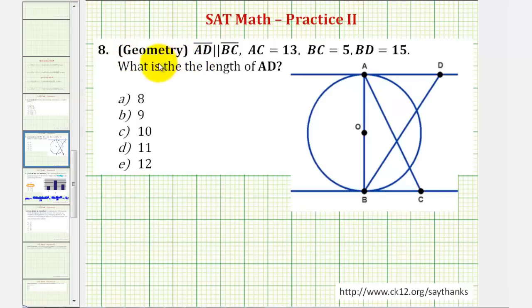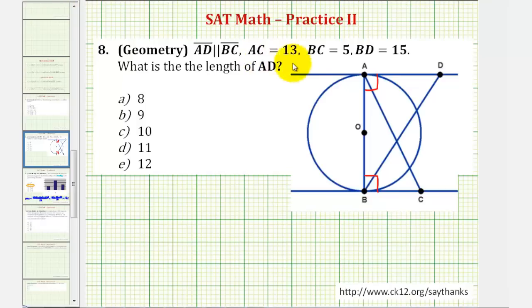In this geometry question, we're told that segment AD is parallel to segment BC. So this segment here is parallel to this segment here. Notice how these two segments are also tangent to the circle, and the points of tangency are also the endpoints of the diameter, which means angle BAD, or this angle here, must be a right angle, and angle ABC is also a right angle, this angle here.